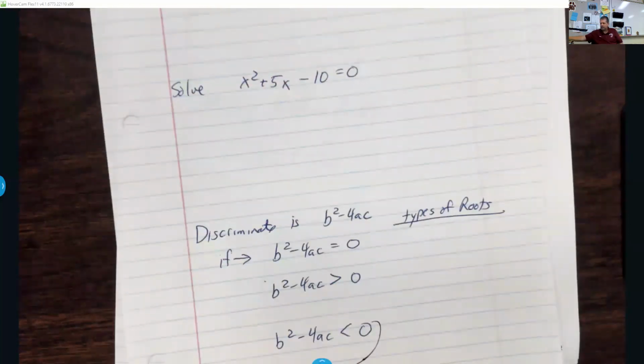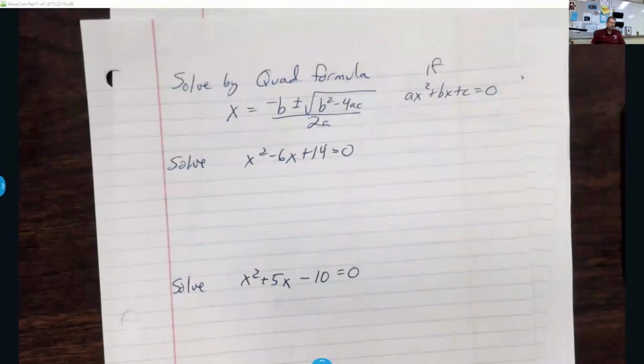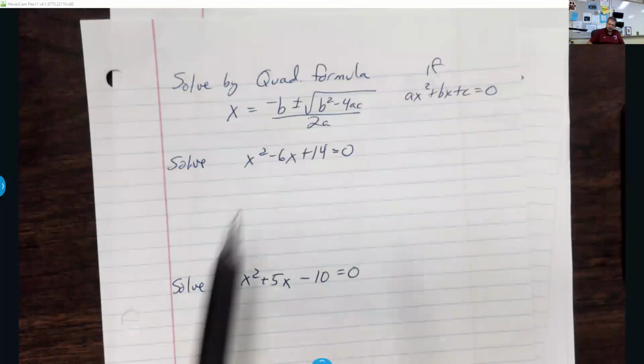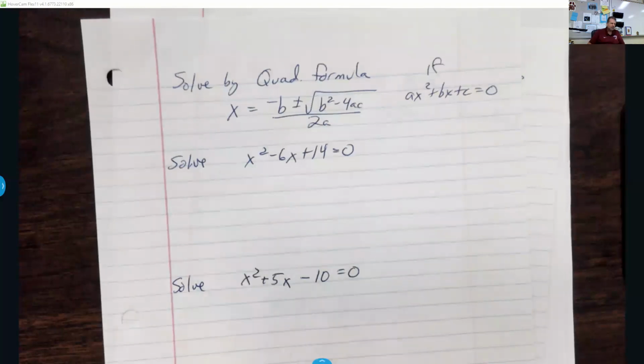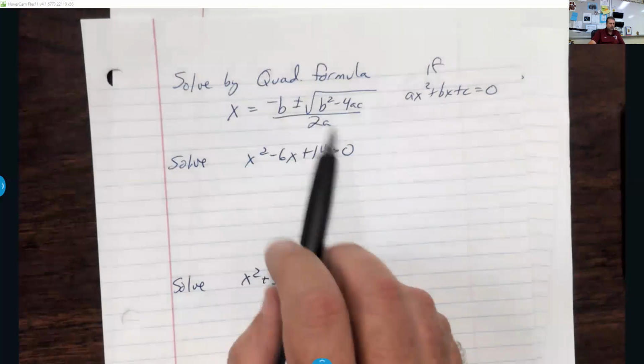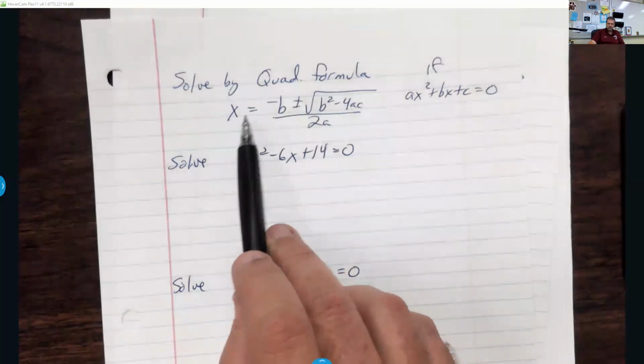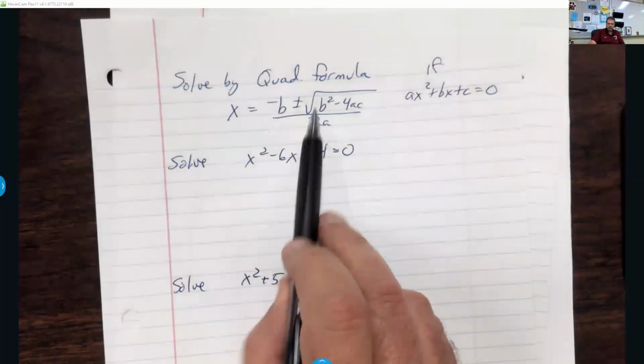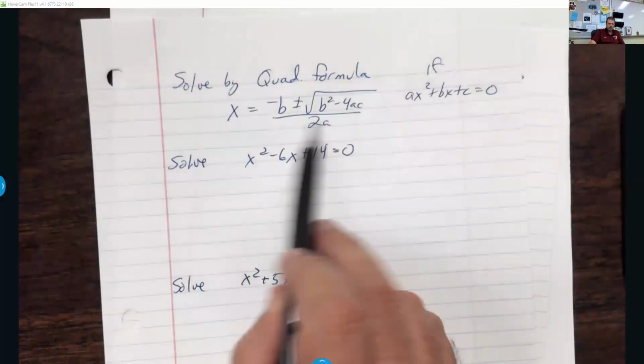Okay, so now let's talk about how to use the quadratic formula. And most of you have probably used the quadratic formula before. The other thing I want you to notice is we have the same exact problem, so I should get the same answer. To do the quadratic formula, you do not have to memorize this. I will give this to you. x is equal to negative b plus or minus the square root of b squared minus 4ac all over 2a.